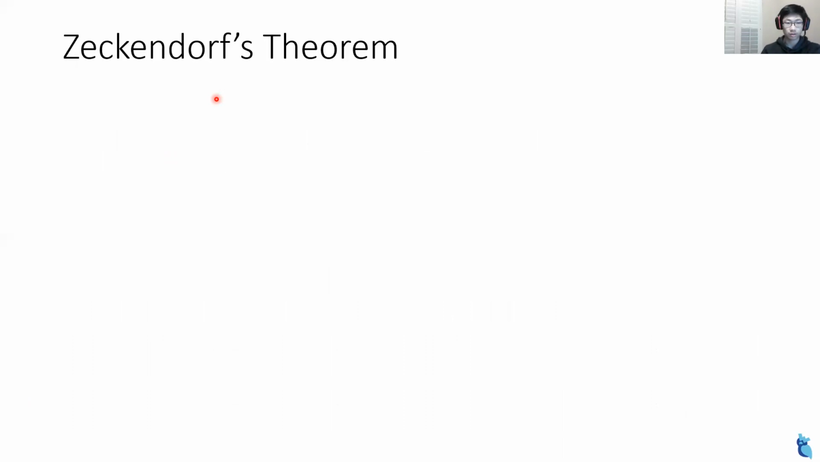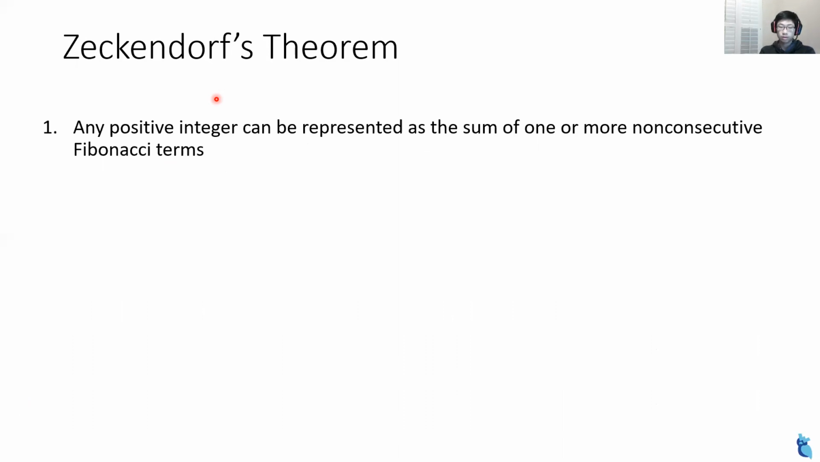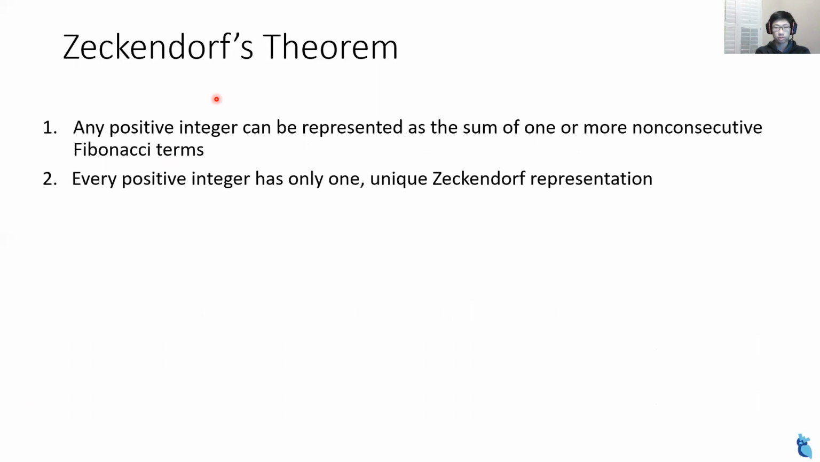So another theorem that's connected with Fibonacci is called Zeckendorf's theorem, and it has two parts to it. The first one says that any positive integer can be shown to be the sum of one or more non-consecutive Fibonacci terms. And the second part essentially says that every single number has only one Zeckendorf representation.